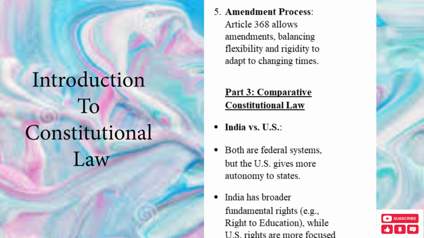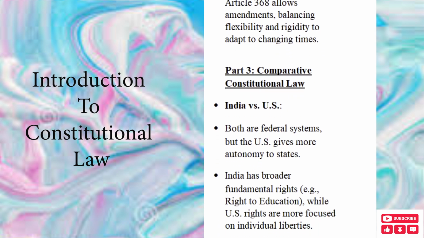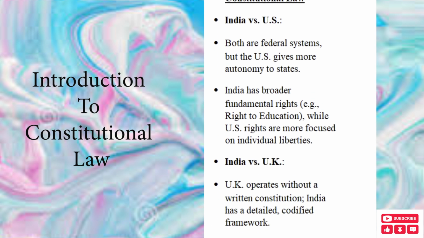When it comes to rights, both countries place a lot of importance on individual freedoms. However, the Indian Constitution includes a broader set of rights, such as the right to education, added by the 86th Amendment in 2002, which isn't explicitly guaranteed in the US Constitution. 2. India versus United Kingdom, Unwritten Constitution.